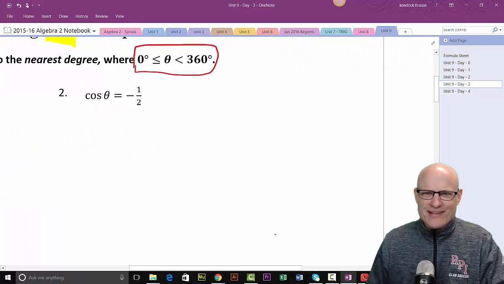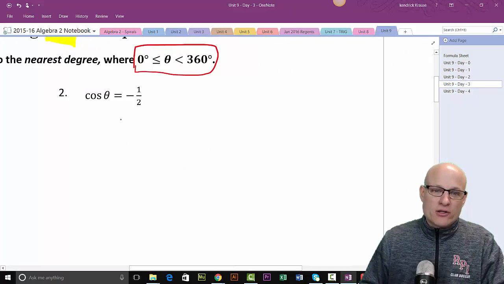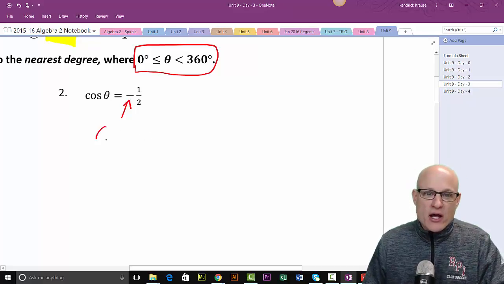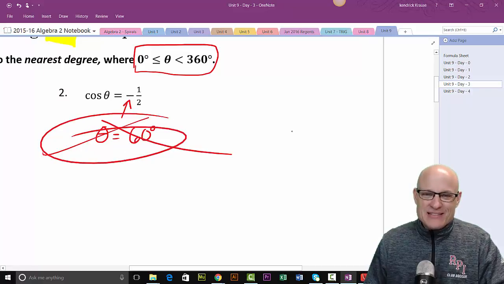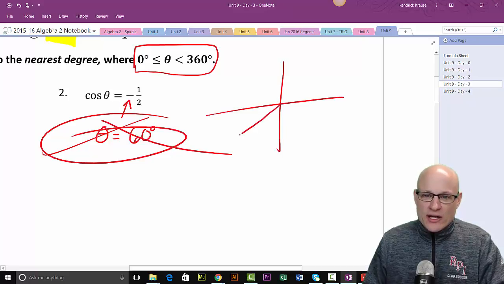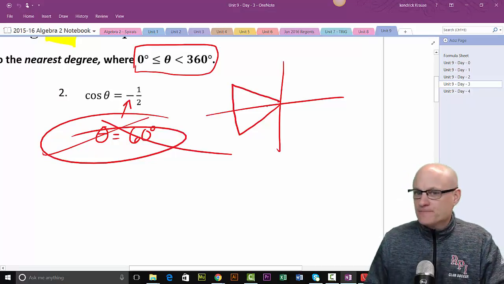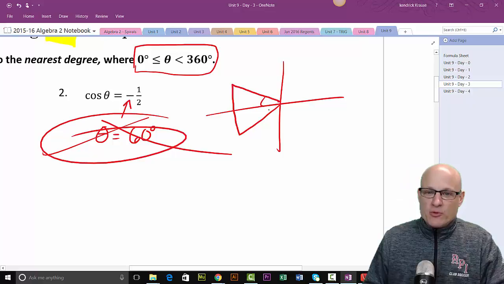How easy is this one? Negative, negative. Now, when does cosine equal a half? That's when theta is 60 degrees. But don't use that. It's not going to be your answer. We have to get into the quadrants where cosine is negative, and that's these two. It's like the left side of the bow tie. So, 60 degrees there, and 60 degrees there.